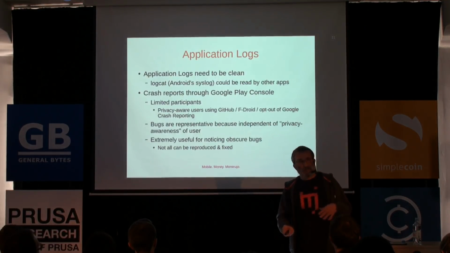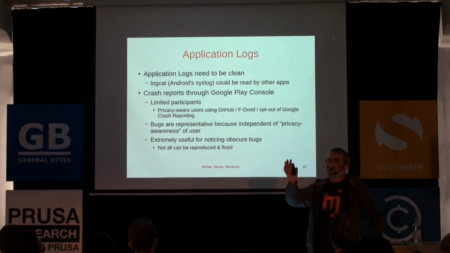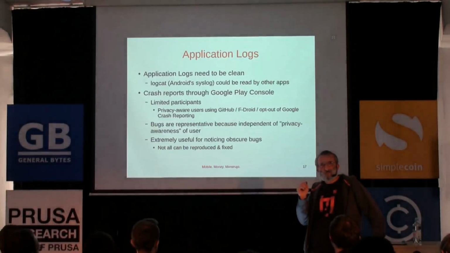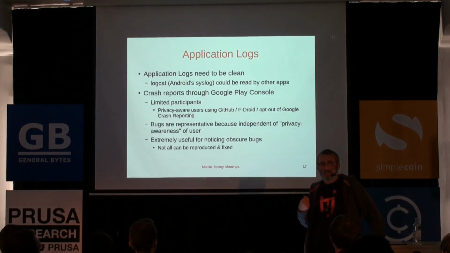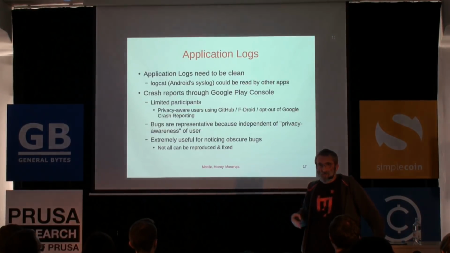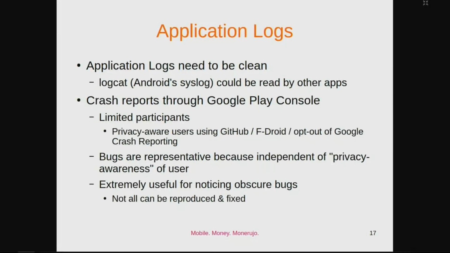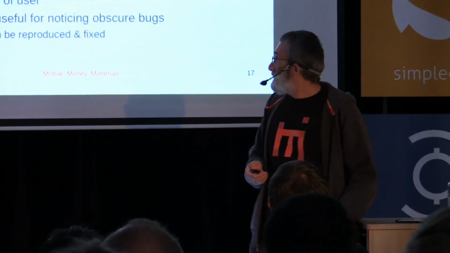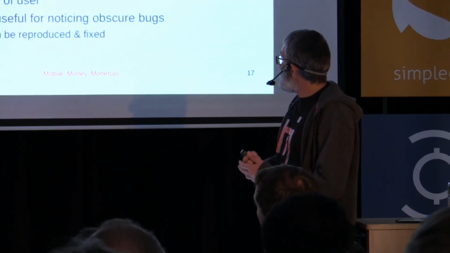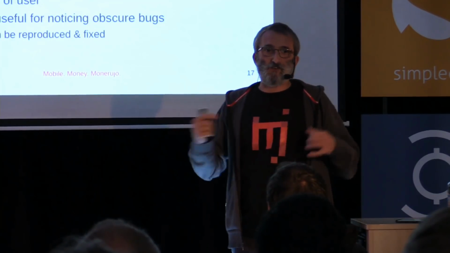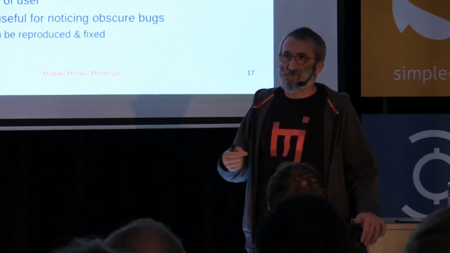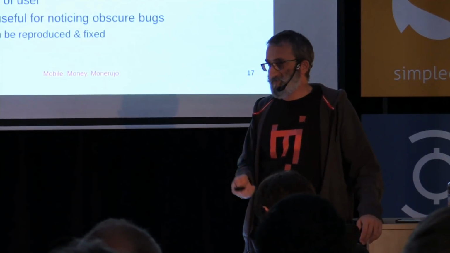When the app crashes, the people who have not opted out of the Google surveillance report to Google, and I get pretty good reports, and then I can see what's going on because there's a lot of different hardware, and a lot of different Android versions out there. We can test all we want, but on my Samsung it just works perfectly, and then the next guy gets it on a Huawei something, and it just doesn't with LineageOS, whatever. So the bottom thing is extremely useful for noticing obscure bugs, and the bugs are representative here because they're independent of the privacy awareness. The app doesn't care if you like privacy or not. It just, well, it crashes.